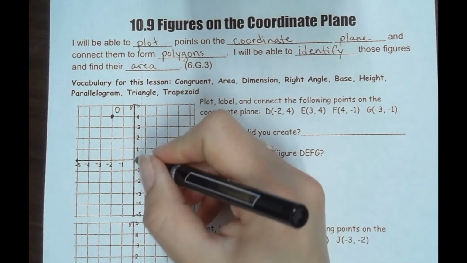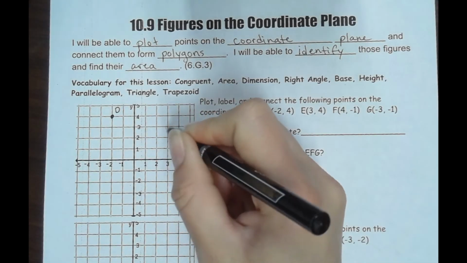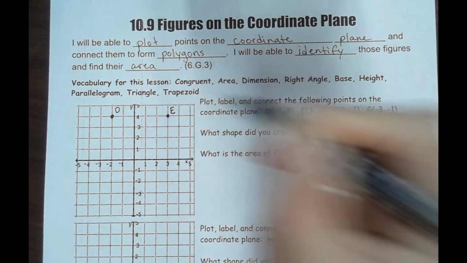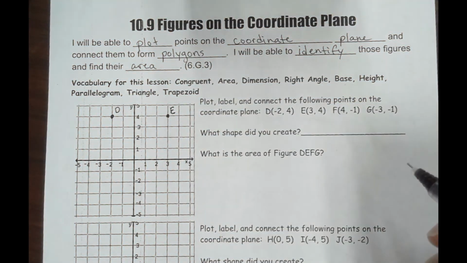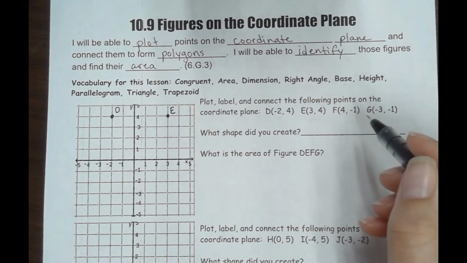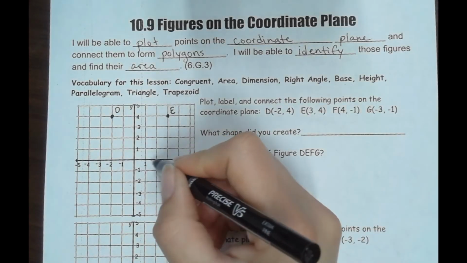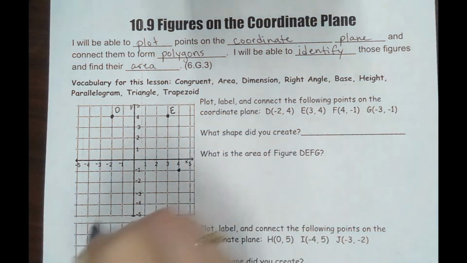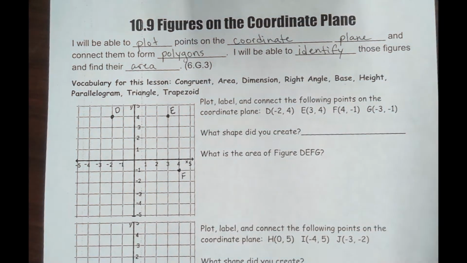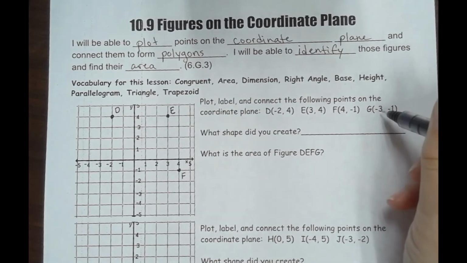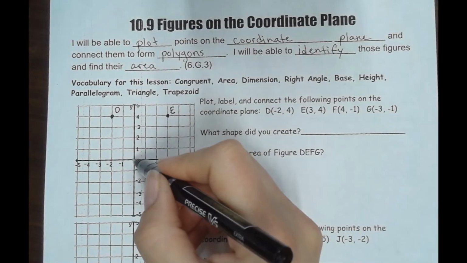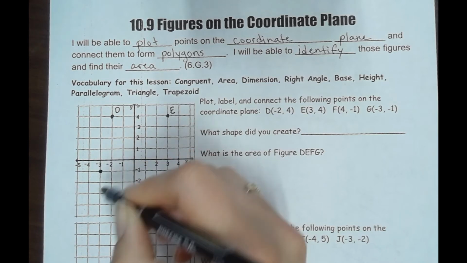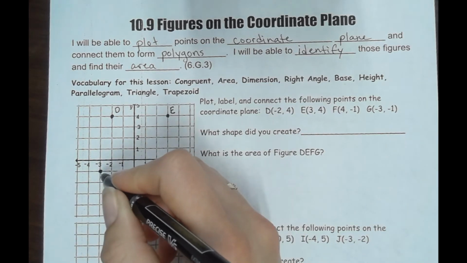E is 3, 4: 3 to the right, 4 up. Label that one E. F, 4 to the right, 1 down. 4, -1 right there. Label that one F. And G, -3 means 3 to the left of the origin. -1 means 1 down. Label that one G.